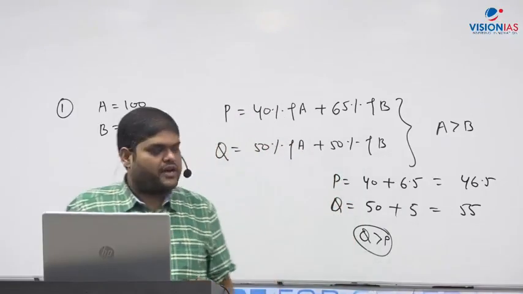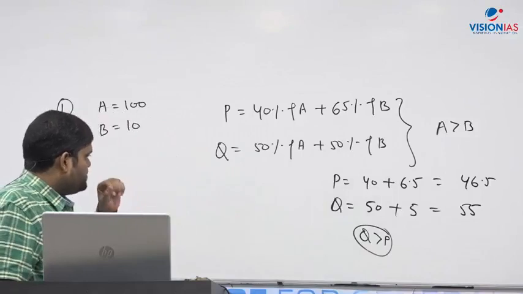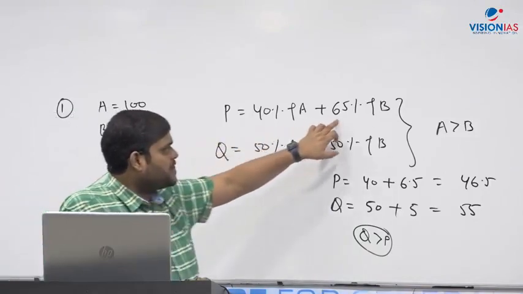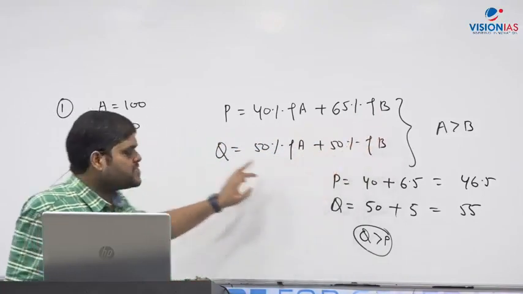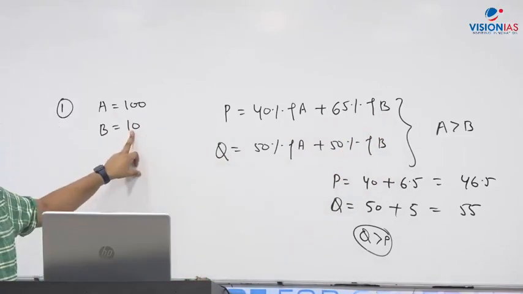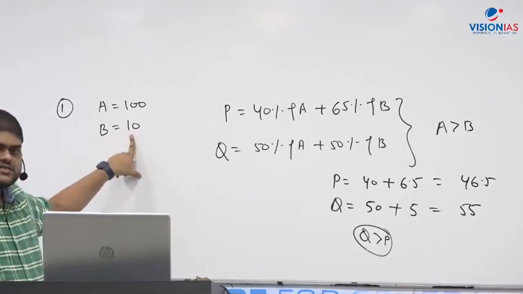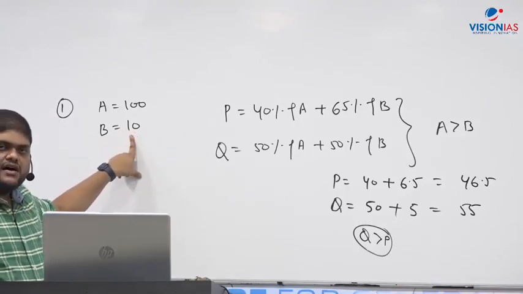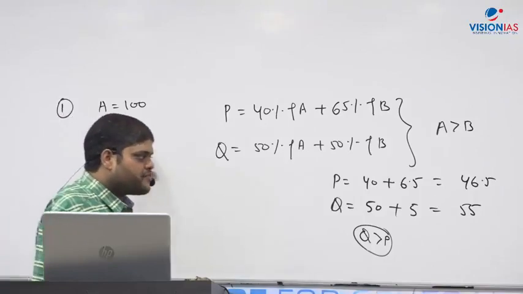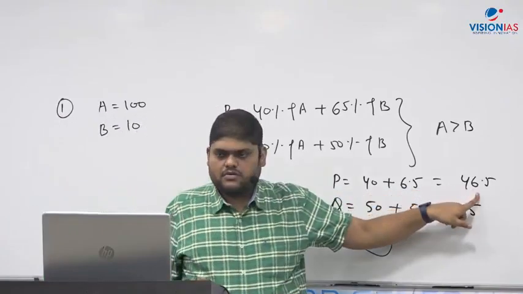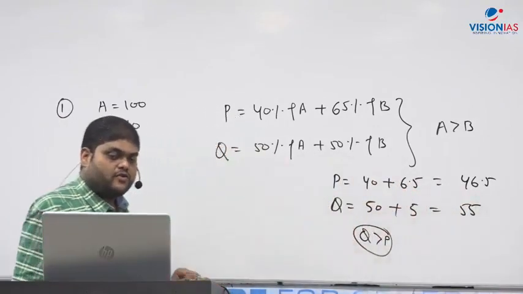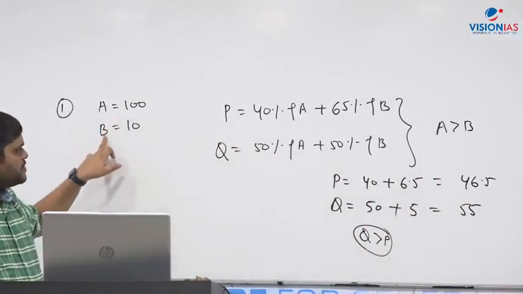How did we get 6.5? It is 65% of B. How much is B? 10. What is 65% of B? 6.5. 60% is 6, and 5% is 0.5. I have taken two values: one is 100, one is 10.